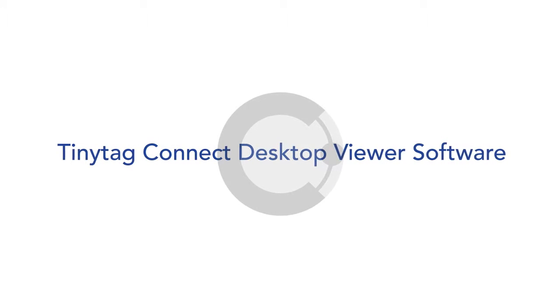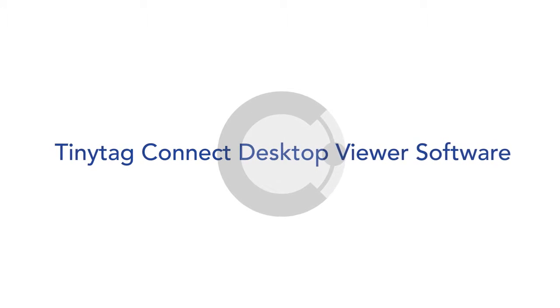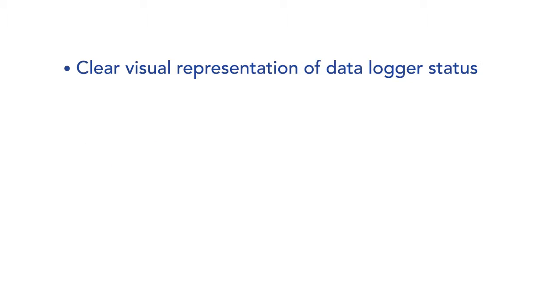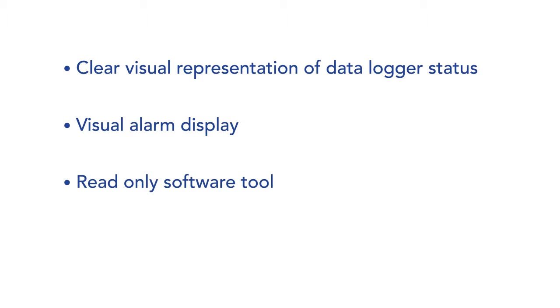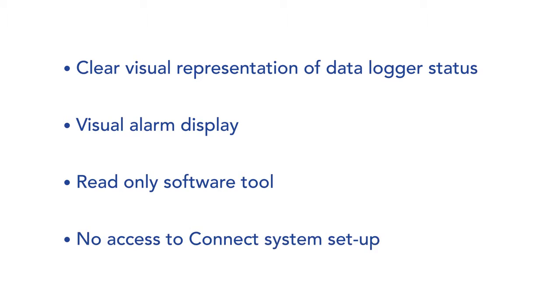Tinytag Desktop Viewer is an additional software tool for users running a Connect system. It provides a visual representation of the status of the system, displaying the data being recorded by the loggers and showing alerts when any are out of contact. Desktop Viewer is a read-only tool, preventing users access to settings that could result in unauthorized changes. This is helpful for customers who need to set different levels of user access for operational or quality control reasons.